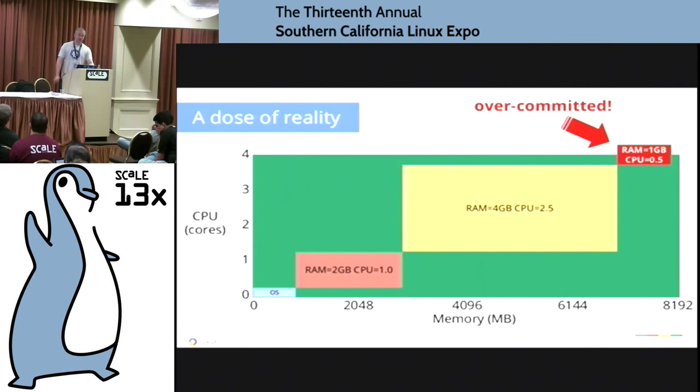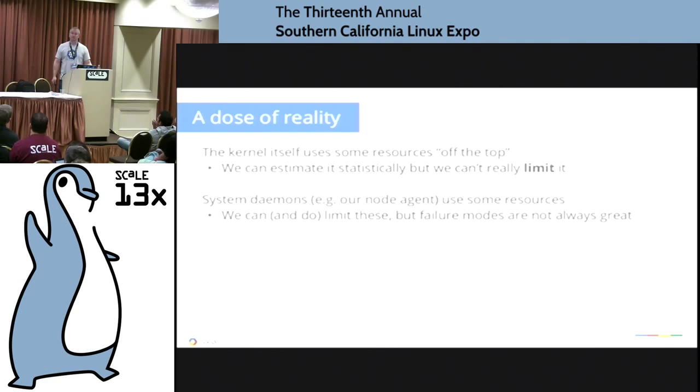So let's look at this graph again. What you see is the OS uses a tiny slice, a couple percent of your machine, but that third job that we had packed in there, it's gone, right? It's overcommitted. So I have to kick it off the machine.